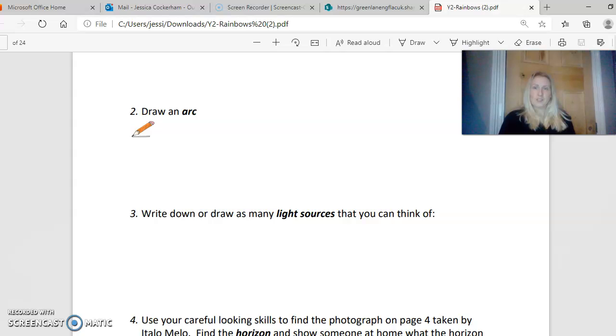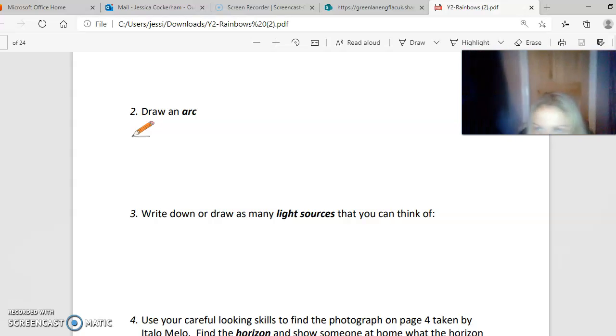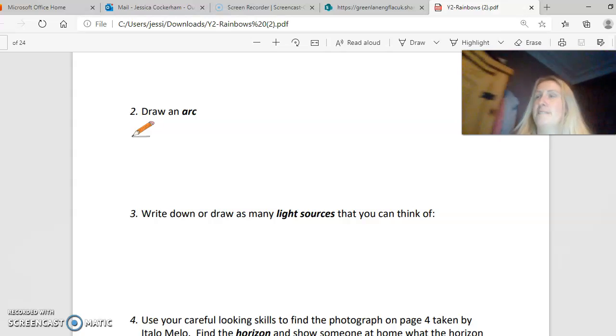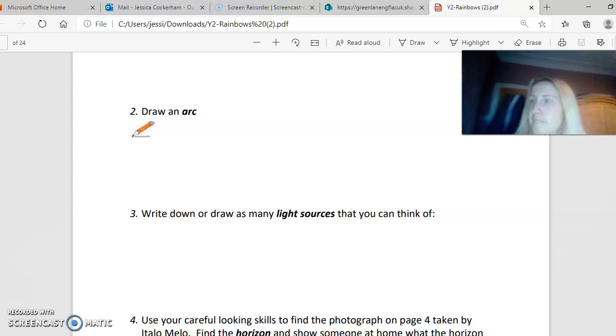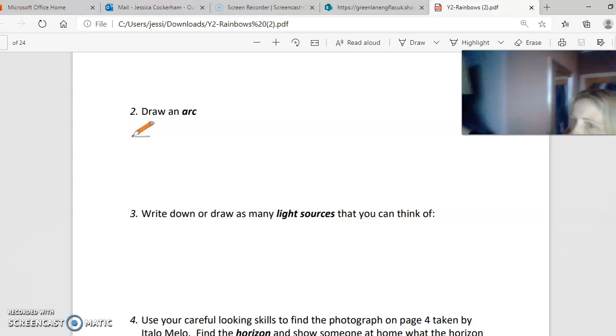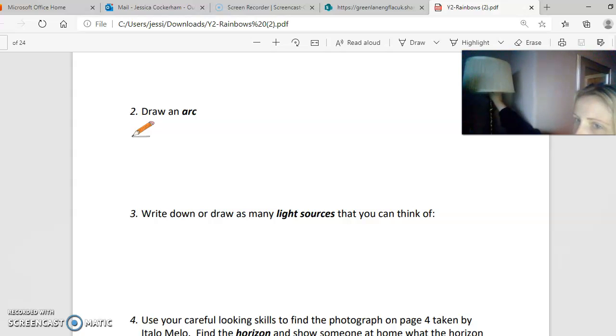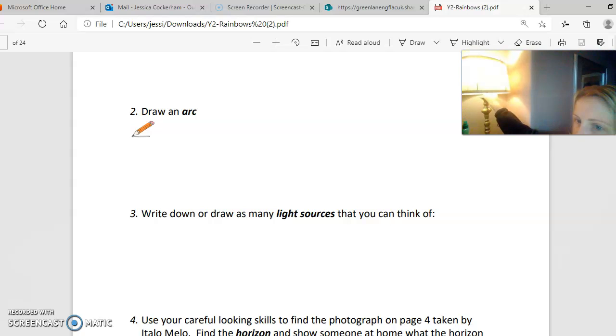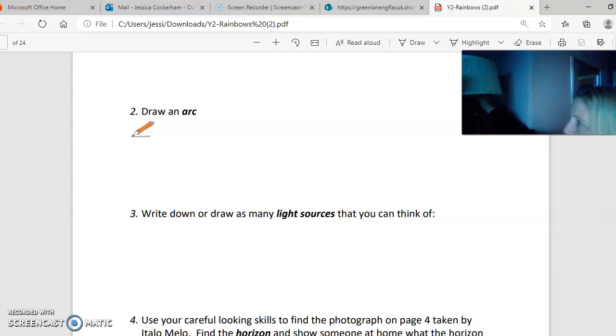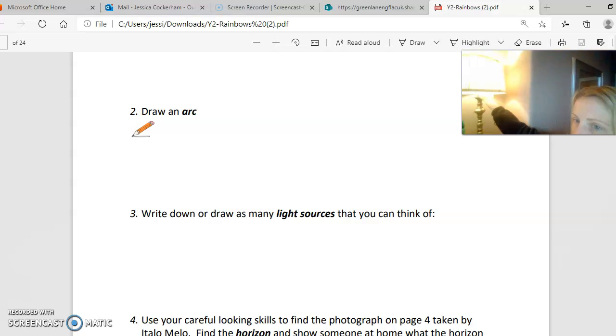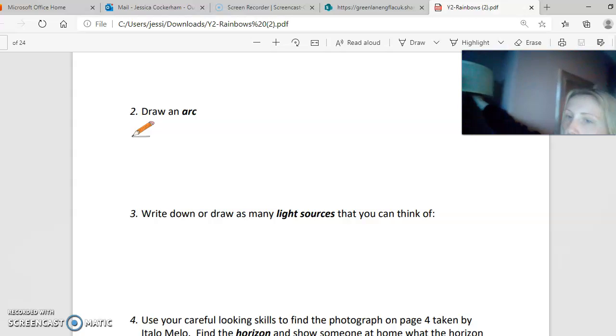Okay, so I've got one. A light source could be, I'll see if I can show you this now. A lamp. It's a lamp. It's a light. That's where the light is coming from, isn't it? So we could get a light from a bulb, couldn't we? Yeah. Turn that off now. I might keep it on actually.